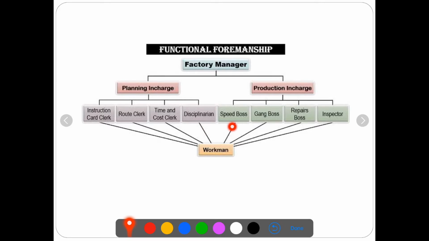Speed boss will make sure the timely and accurate completion of job. Gang boss keeps machines and tools ready for operations for workers. Repair boss ensures proper working conditions of machines and tools. Inspector will check the quality of work.